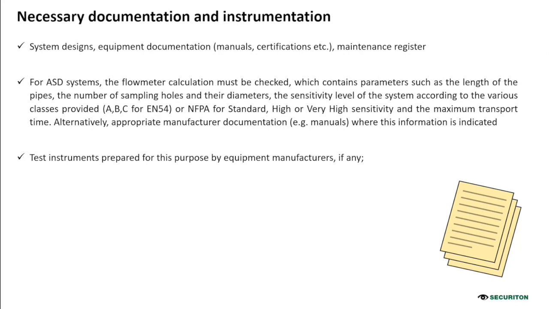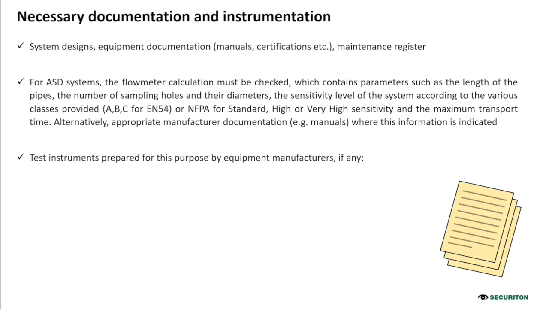So for an ASD system, it is very important to check if the Flowmeter calculation is present, because, as I said, this Flowmeter calculation contains very important parameters such as the length of the pipe, the number of sampling holes, and their diameters, that at the beginning have to be checked, particularly if the system was not installed by you.